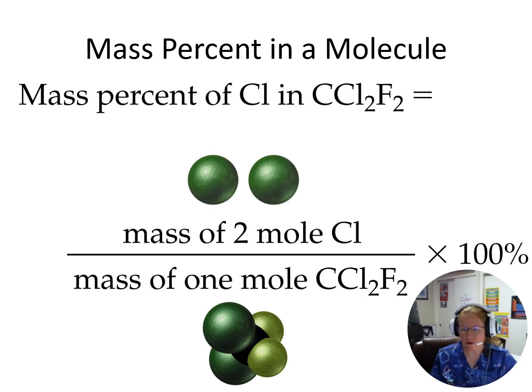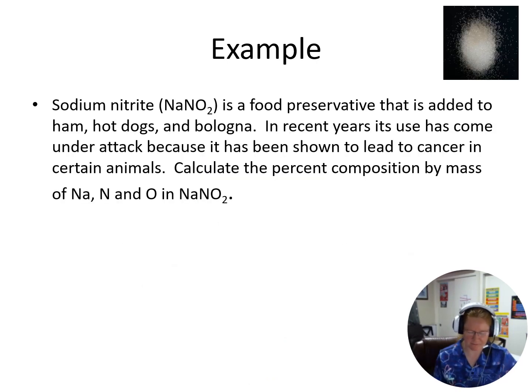So here I have a chlorofluorocarbon, and we can calculate the mass percent of the chlorine in this chlorofluorocarbon by taking the mass of two chlorines and then the overall mass of the chlorofluorocarbon and then multiplying by 100. As mass percent is just the mass of the part over the mass of the whole times 100. All right, so here's a couple examples.